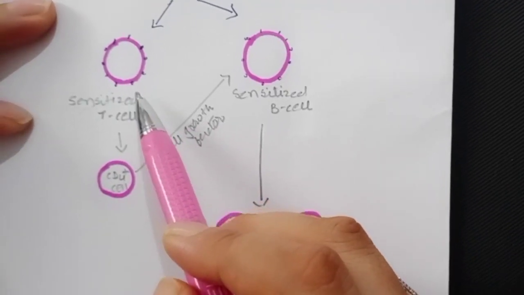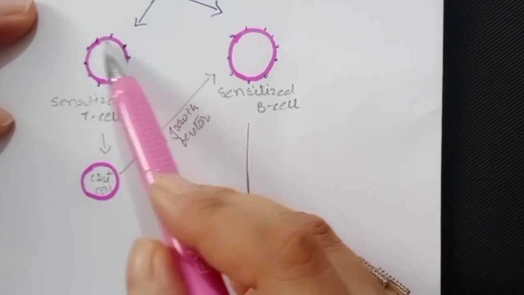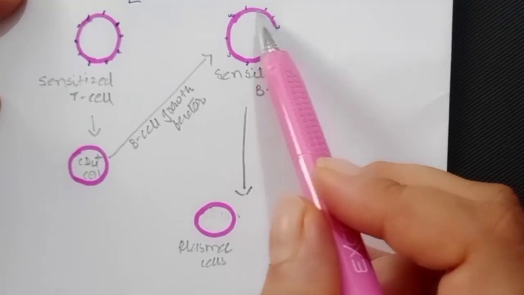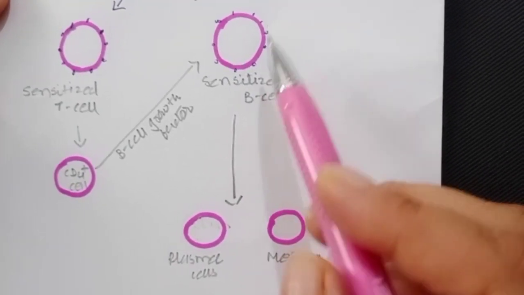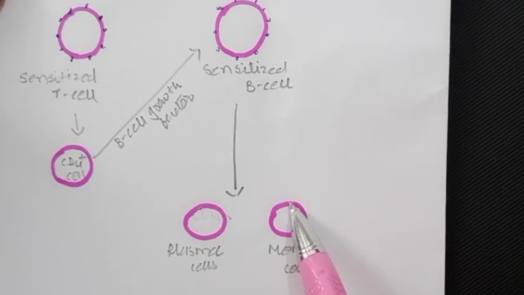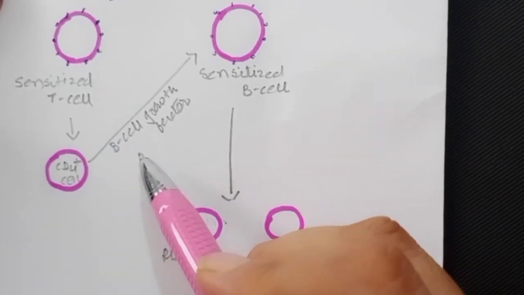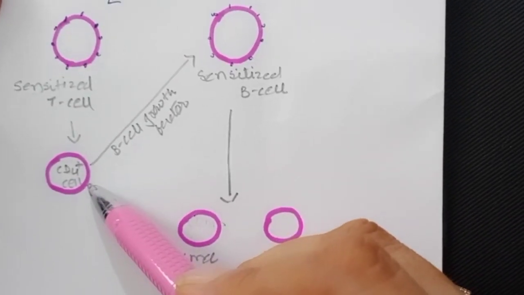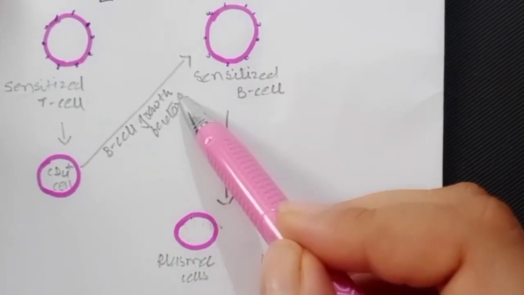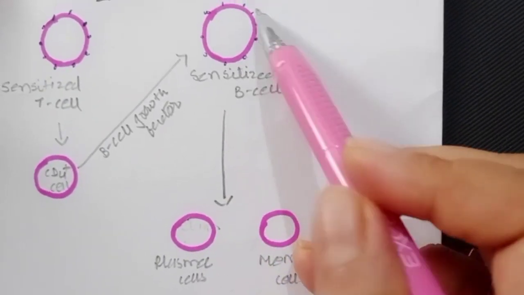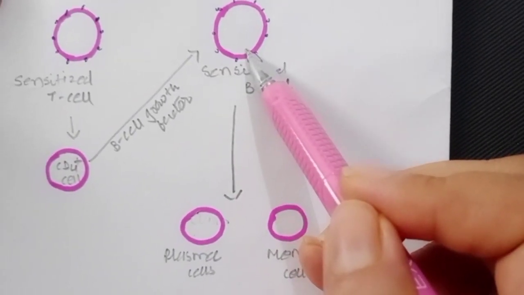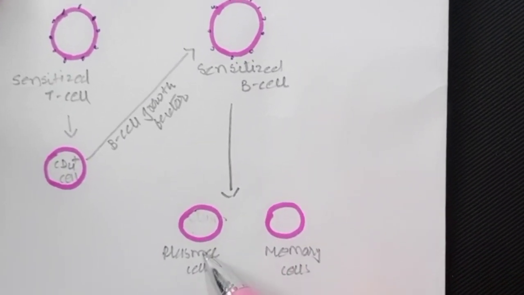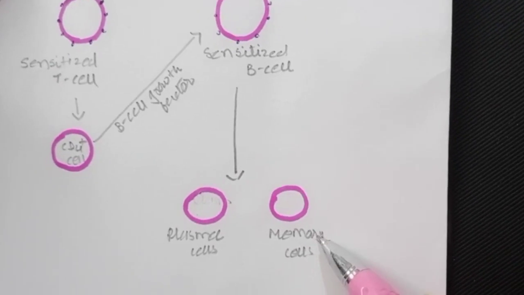Activated lymphocytes enlarge. A sensitized T lymphocyte produces CD4 cells and a sensitized B lymphocyte produces plasma cells and memory cells. For the formation of plasma cells and memory cells, CD4 cells secrete B cell growth factor, which acts on the sensitized B lymphocytes and thus helps in proliferation of B cells into plasma cells and memory cells.